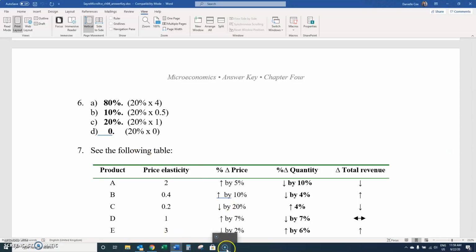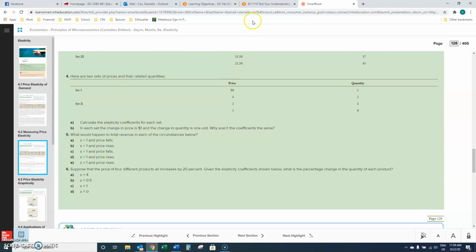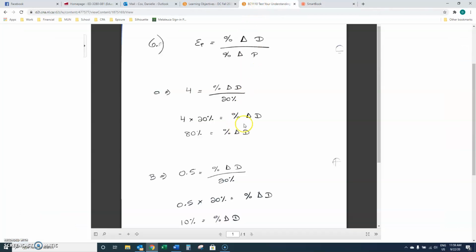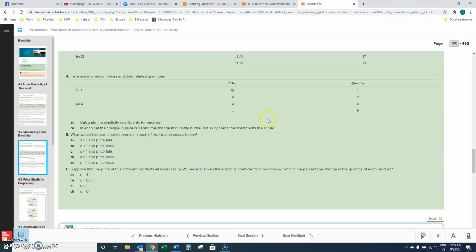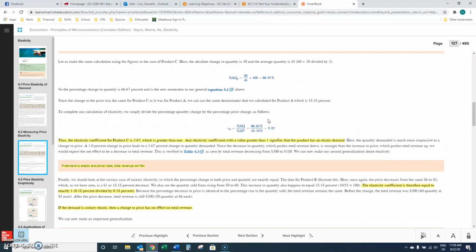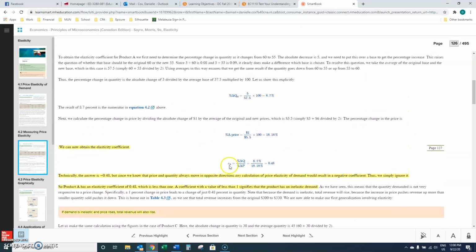Oops, that's not what I was going for. Right here. So I just posted this. I only did A and B just so you can see. So this formula here is pretty sure given to you. It's in this section here.